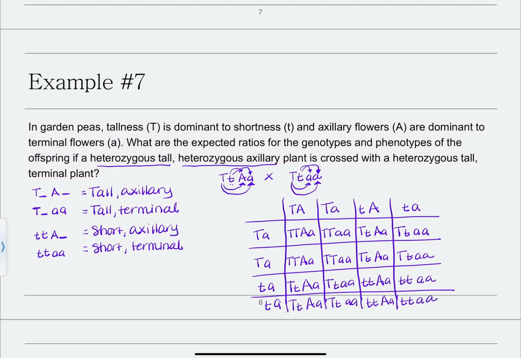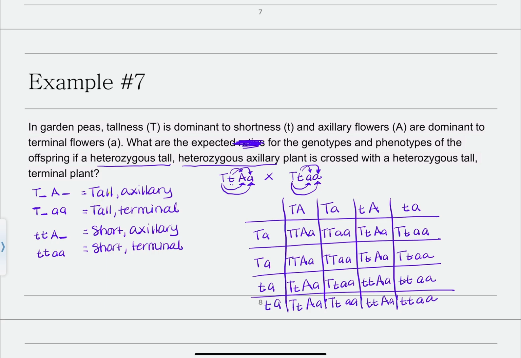Okay, the question is asking what are the expected ratios. You likely will not be asked about the ratios. Let's see what the probabilities of getting each one of these types of phenotypes are. So remember, what a dihybrid cross produces is 16 different offspring, so your numbers are going to be out of 16. Okay, so let's start with tall and axillary.